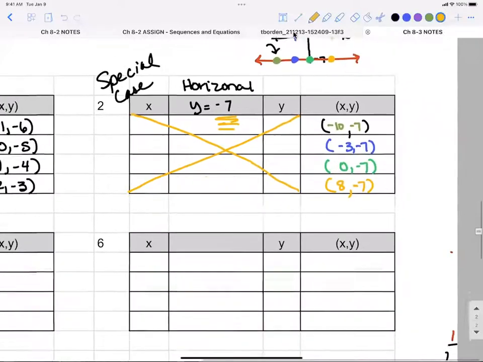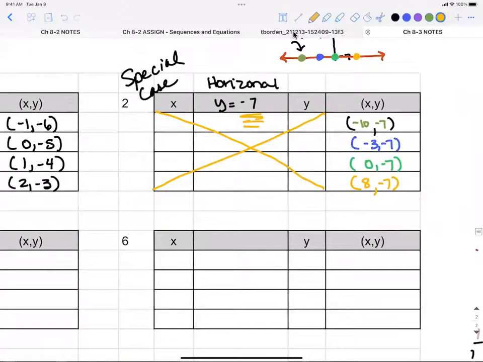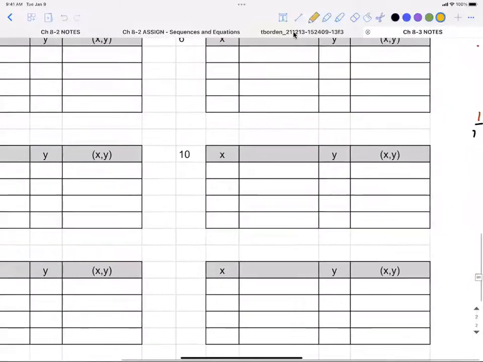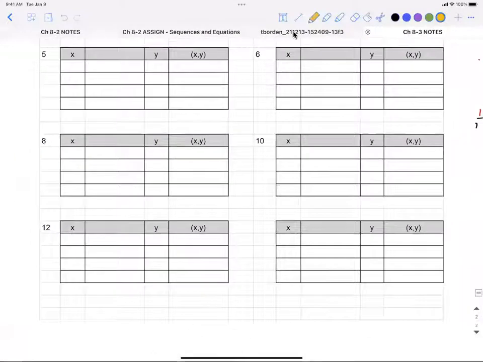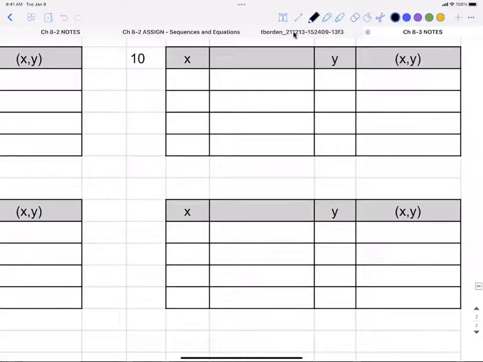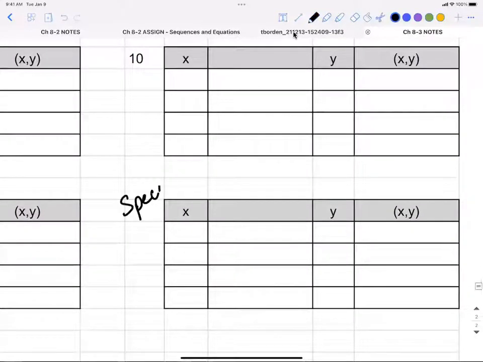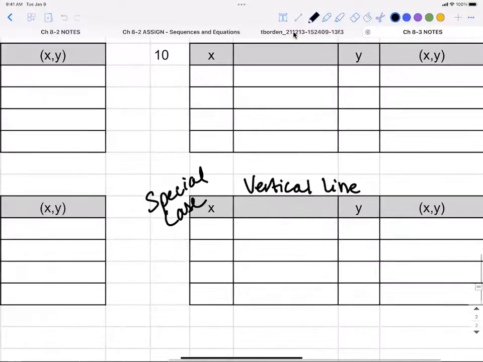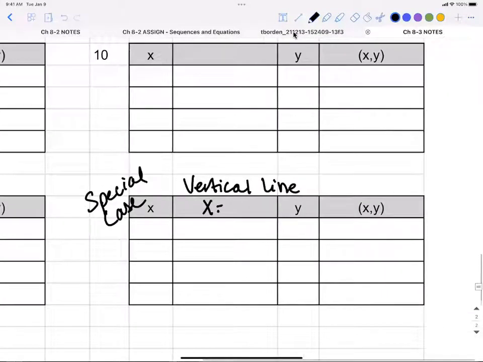Now, it's not on the front of your homework, but I left you guys a blank spot on the bottom right-hand corner of your homework because I want to talk about the other special case, because there's 2. Okay, so this is also a special case, and this is going to be a vertical line. And this would be something like x equals 2. So notice on this one, what's missing? The y, right? All we have is x equals 2.